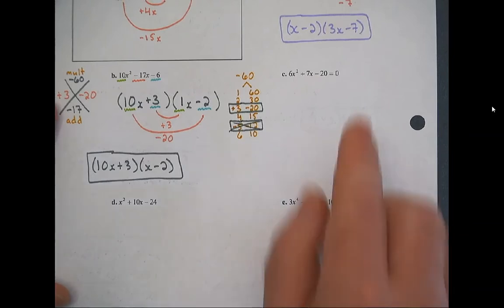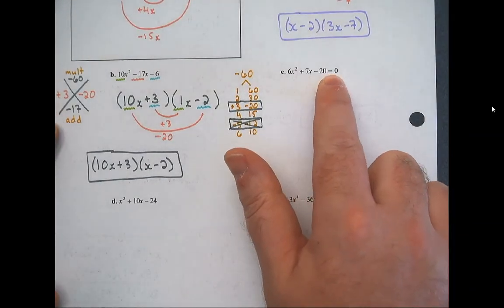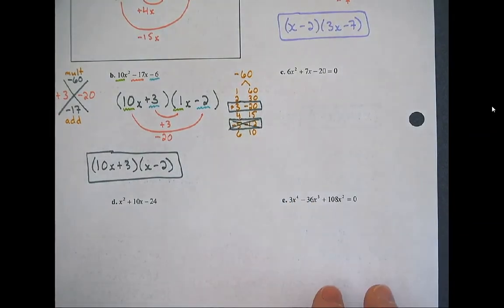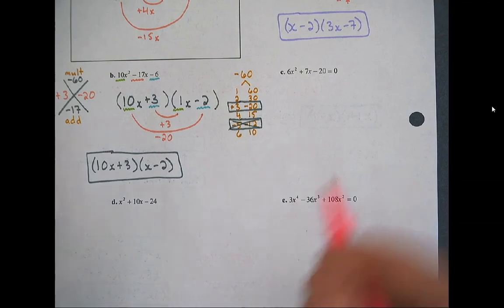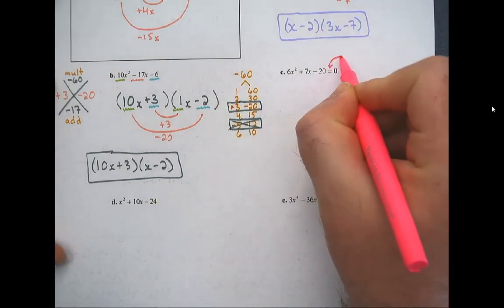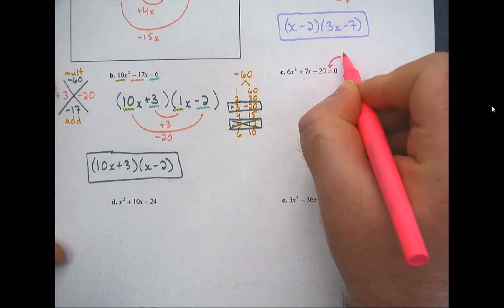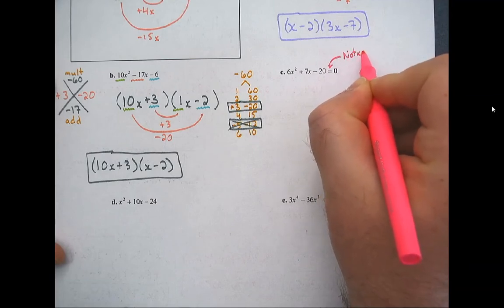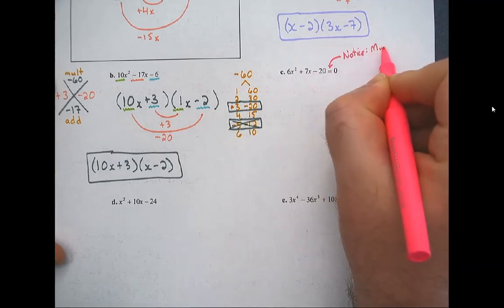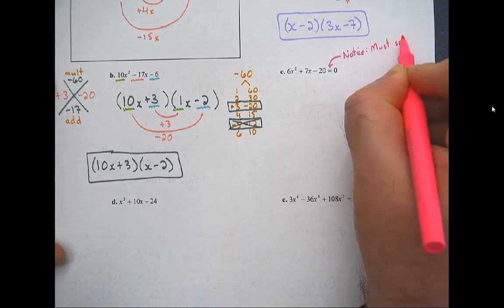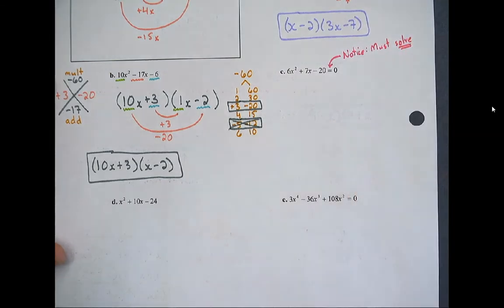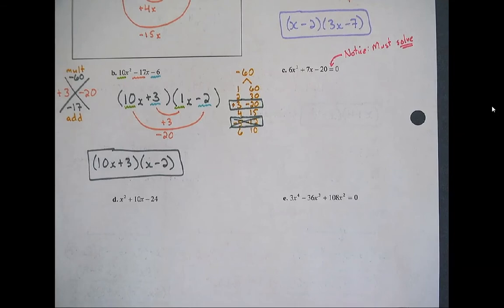All right. Ooh, we got an equal sign. Oh, no. No, that's no big deal. That just means that we need to solve it at the end. So I'm going to write a little note here. Notice, you must solve. So we just have to what's called ZPP, and I'll talk more about what that is when we get there.